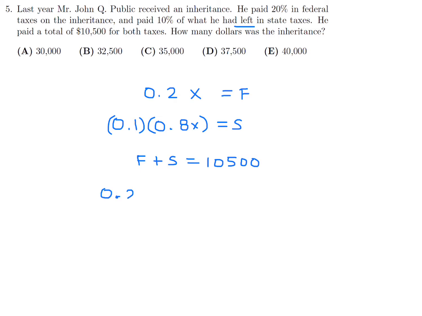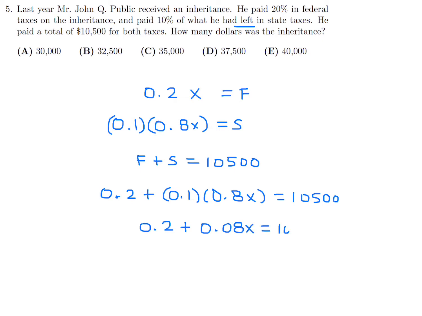So that is 0.2x plus 0.1 times 0.8x is equal to 10,500, like that. So 0.2x plus, this is going to be 0.08x is equal to 10,500. So that's 0.28x is equal to 10,500, and solving for x, we get 37,500. So number 5, the answer is D.